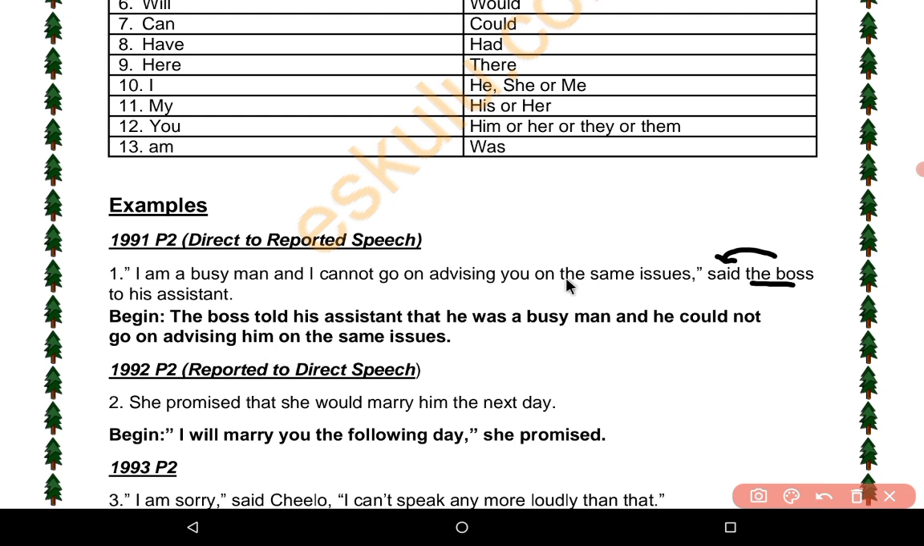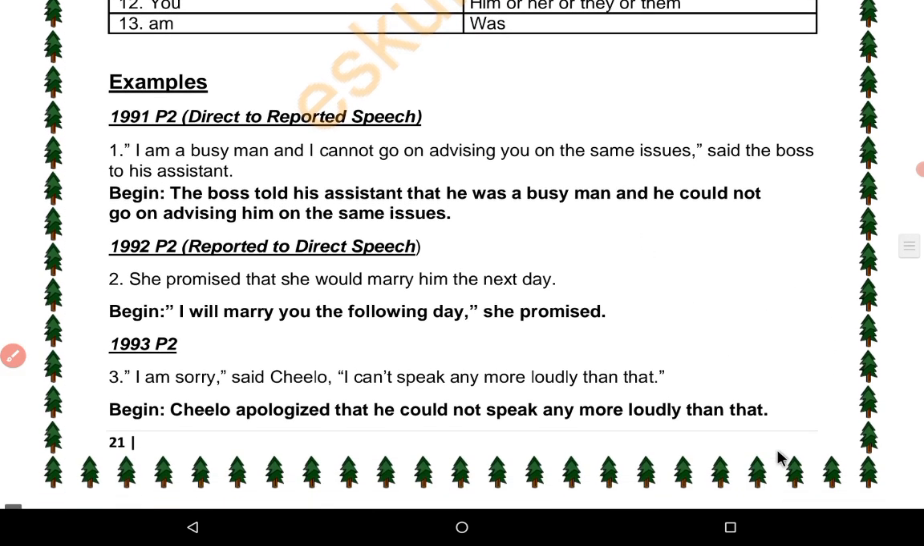Advising. So now his assistant has a pronoun, his, which changes to him. Advising him on the same issues. Okay, so I want you to digest this. Digest it and just think of what I was explaining. Let's look at some more examples.